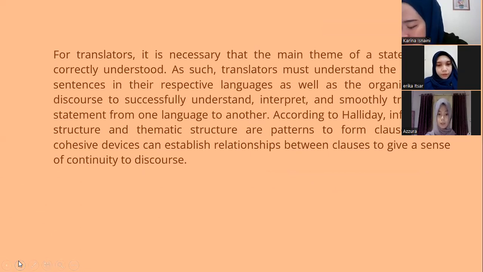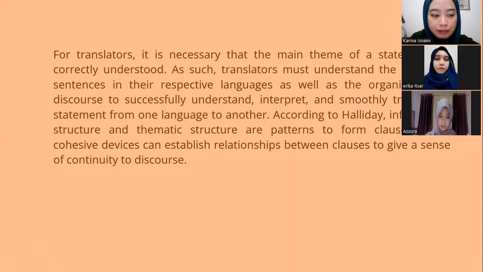For translators, it is necessary that the main theme of the statement be correctly understood. As such, translators must understand the syntax of sentences in the respective languages, as well as the organization of discourse, to successfully understand, interpret, and smoothly translate a statement from one language to another. According to Halliday, information structure and thematic structure are patterns to form clauses, while cohesive devices can establish relationships between clauses to give a sense of continuity to discourse.